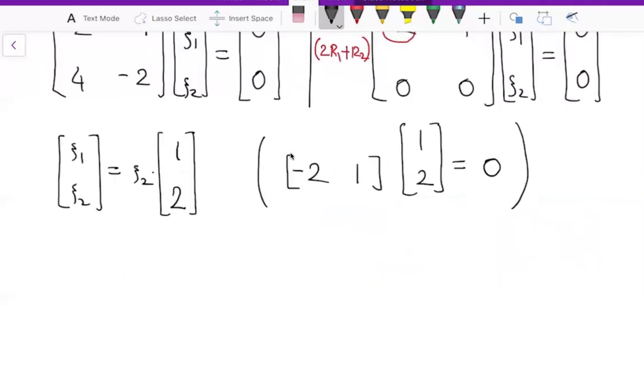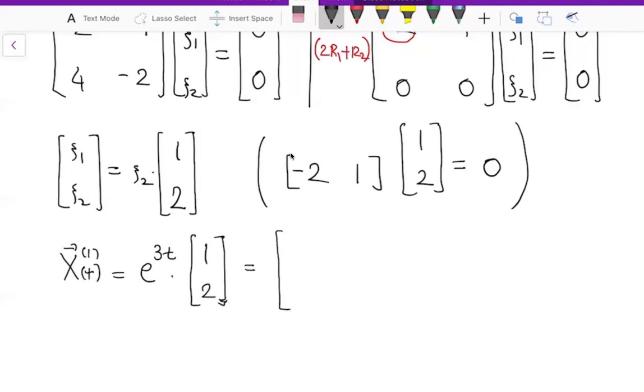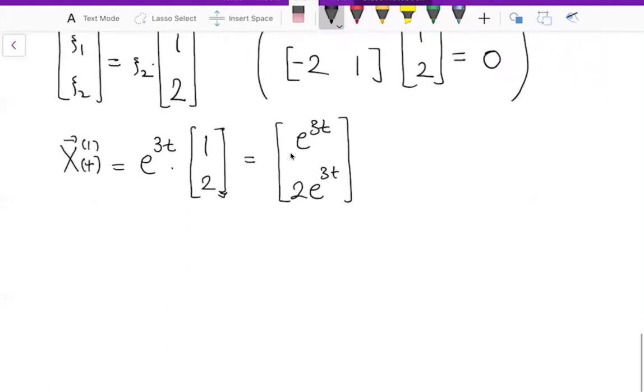Yes, now I can write my first solution. My first solution is going to be e to the 3t times the eigenvector, which is 1, 2. So you can write this as e to the 3t, 2 times e to the 3t. Now, we found one solution, but we need another one. As you remember, if you want to write the general solution, you need n linearly independent solutions. Here, n is equal to 2, so we will need 2 linearly independent solutions. So we have another eigenvalue, which is -1.